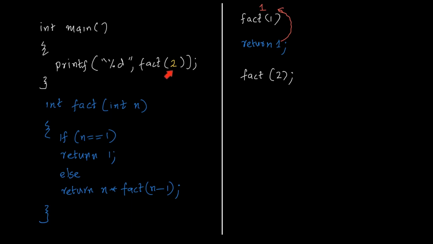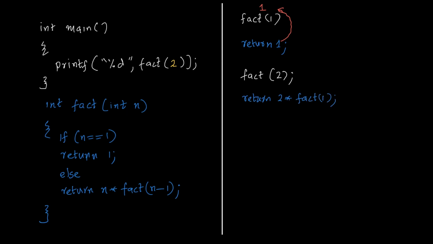When fact2 is called, 2 will be copied to n, and this condition is checked. If n value is now 2, equal to 1, this is false, so it will go to the else. So it will return n into fact n minus 1, and that return is 2 into fact 1.